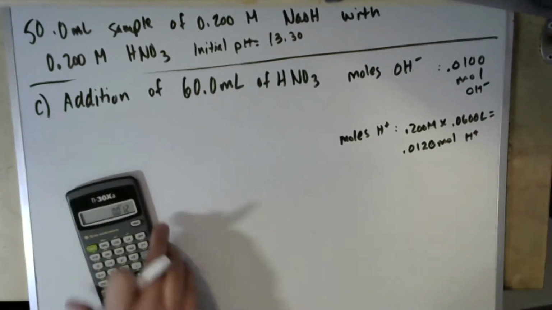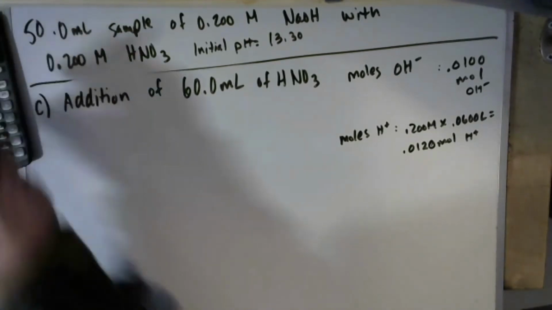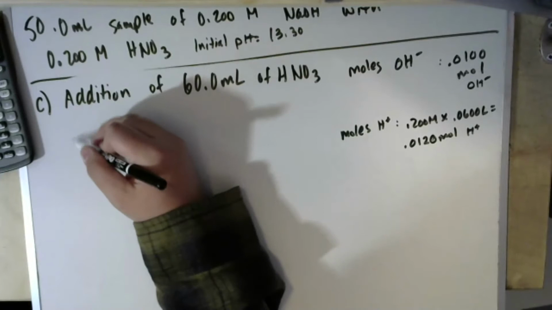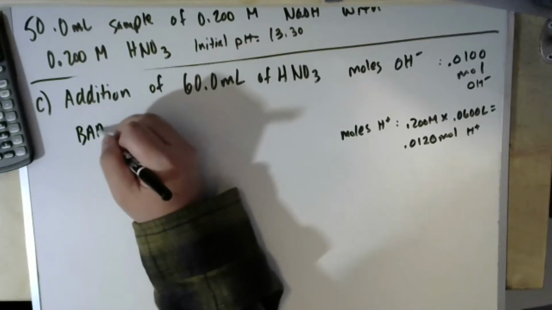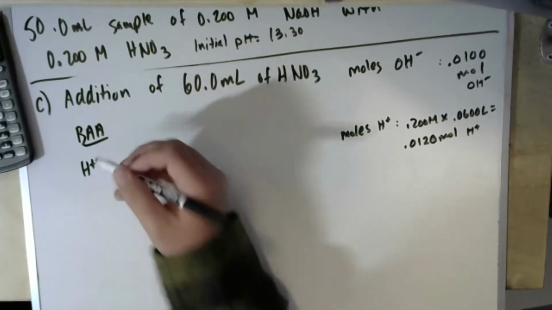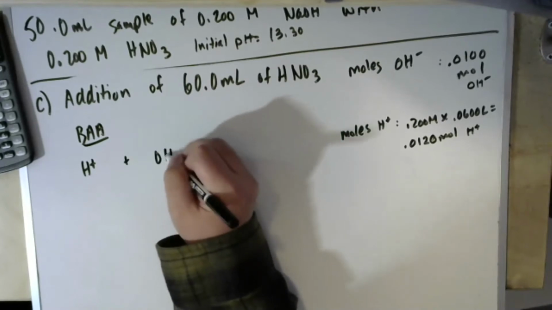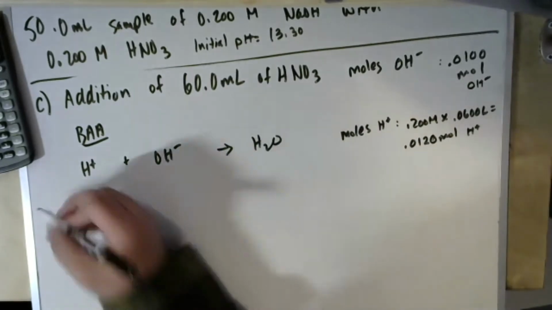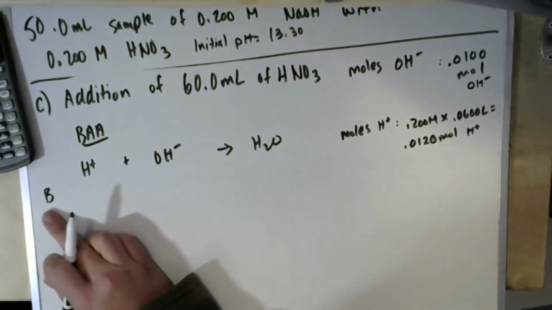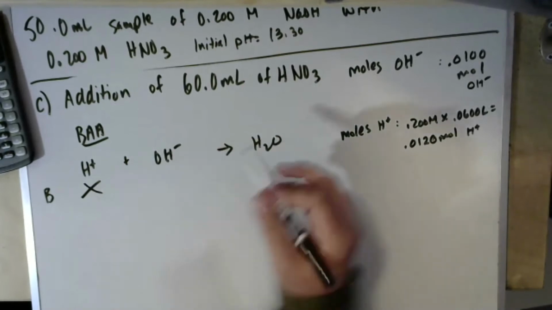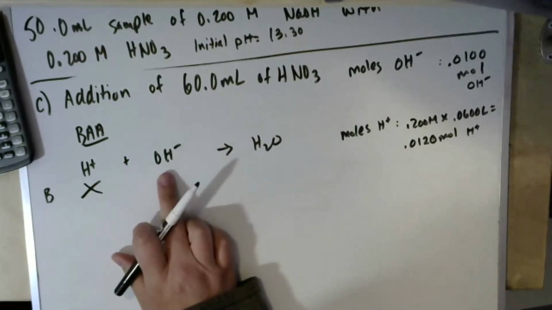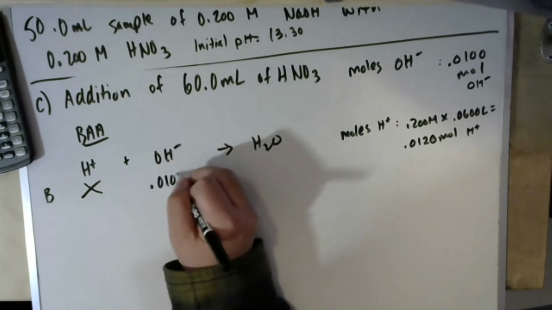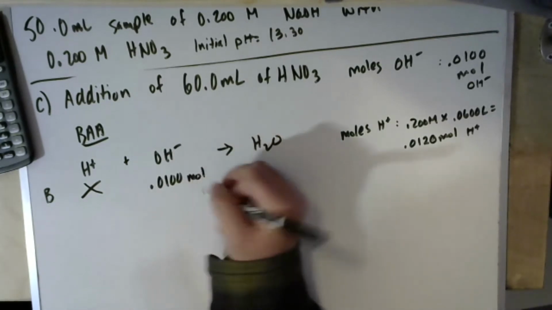Okay, and now we're going to set up our little bar table in the same type of way. We had H plus, OH minus, H2O. So before the addition of anything, the only thing that we had was the hydroxide ion, and we had 0.0100 moles of it.